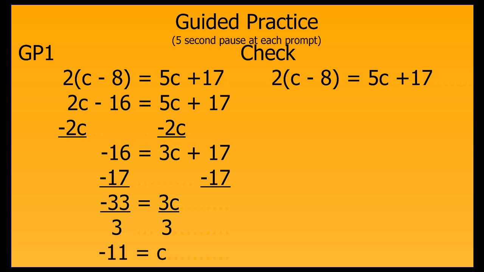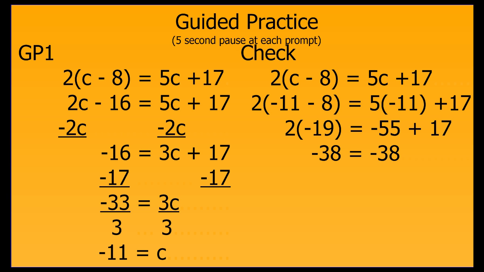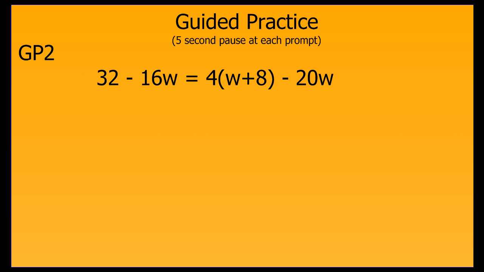We start by rewriting the equation. Then what? We substitute in our answer, in this case negative 11 for c. Now what? We simplify, and our solution checks. Let's go through that process with another example.